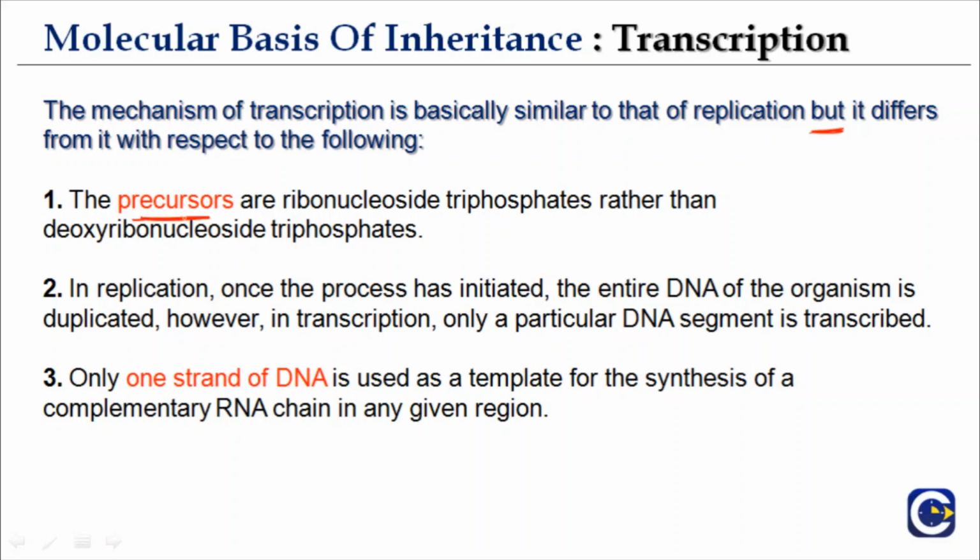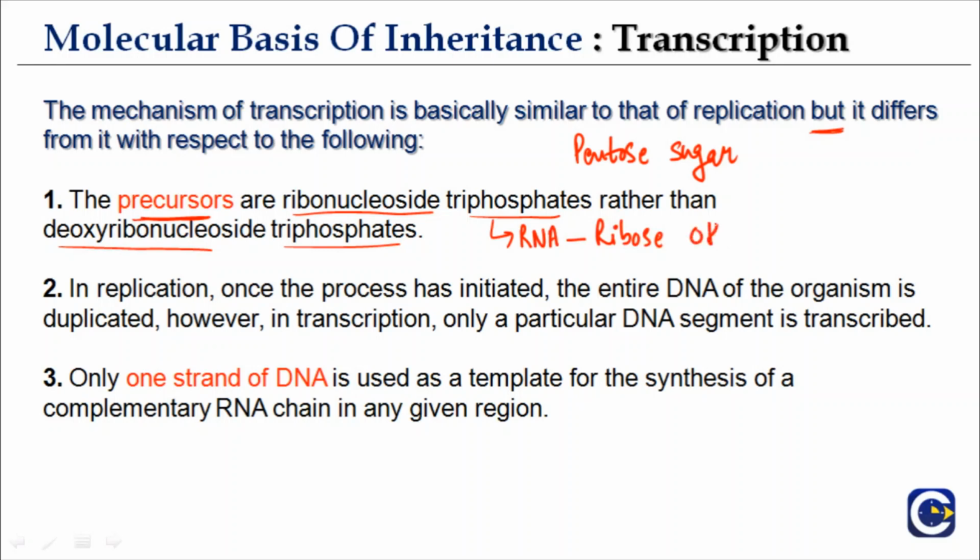The precursors are ribonucleoside triphosphates rather than deoxyribonucleoside triphosphates. And what is the difference between ribonucleoside triphosphates and deoxyribonucleotides? It is the difference of the pentose sugar. You remember this, right? Ribonucleoside triphosphates that form the RNA have the sugar ribose. It has an extra 2' OH, which also makes it less stable and more degradable. So this pentose sugar in case of RNA is ribose, and therefore the precursors are ribonucleoside triphosphates.